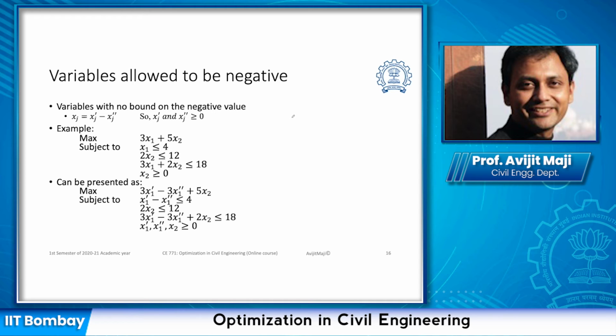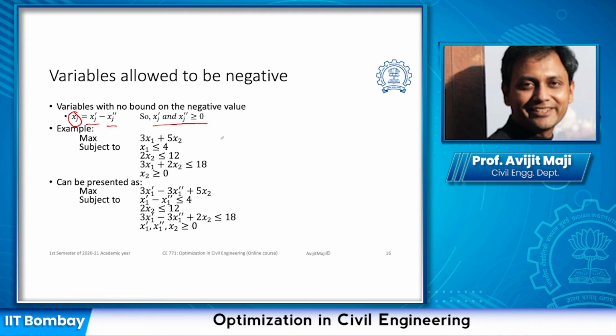So it can take negative value as well as positive value. In that case, we can actually introduce two dummy variables. These are indicated as xj dash and xj double dash, and both of these are going to be greater or equal to 0. If we introduce this, we can easily represent our current variable xj by this equation and replace it in the overall objective function and the constraints to modify the problem and use it.